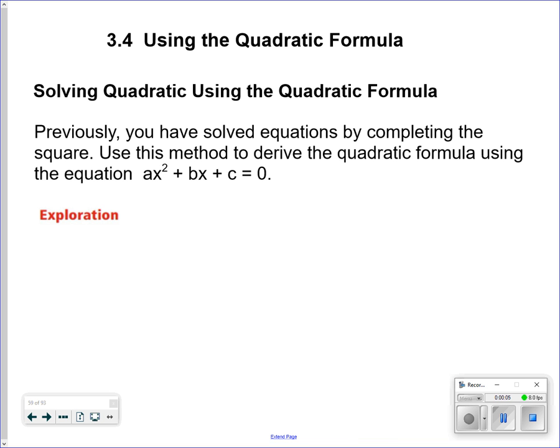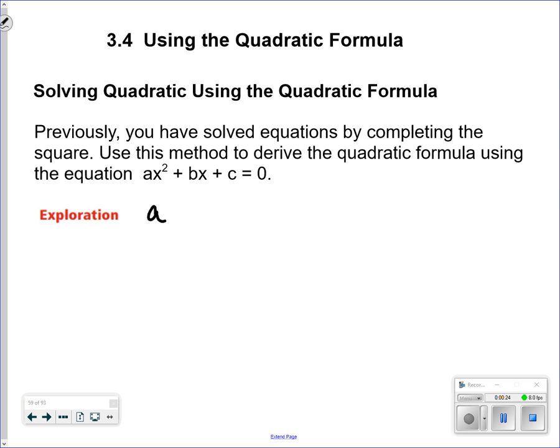Section 3.4 is using the quadratic formula. Many of you know the quadratic formula. We're going to get into the quadratic formula in just a second. But some of you probably wonder, how did they actually derive the quadratic formula? In the past, we've always done this on part of your test or quiz, so I don't know if we're going to do that anymore. But how do we make the quadratic formula?